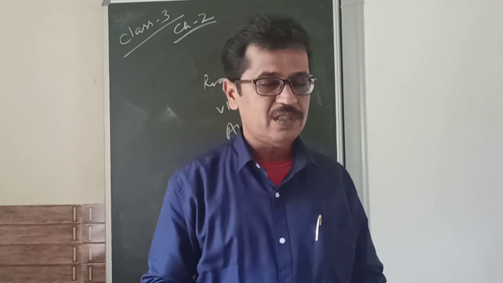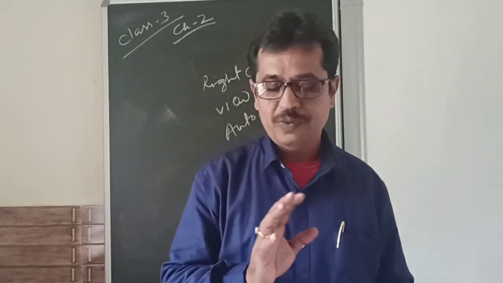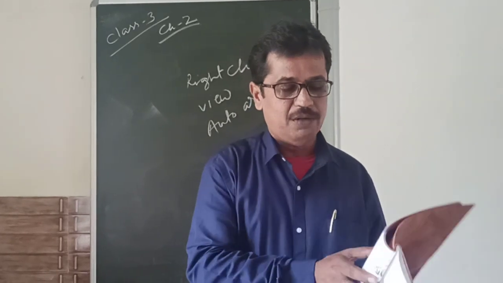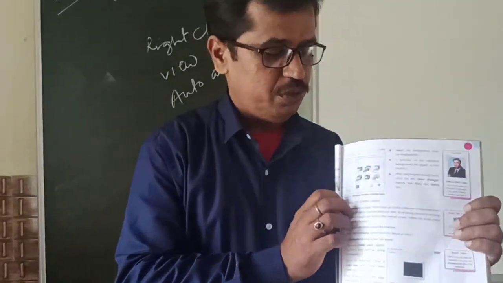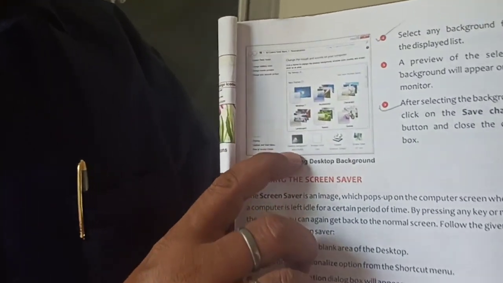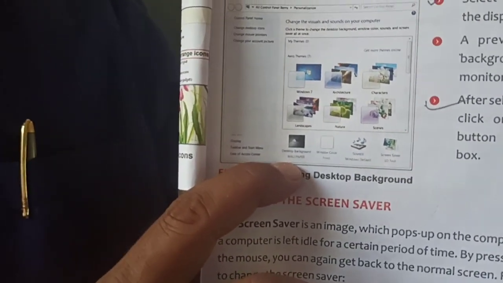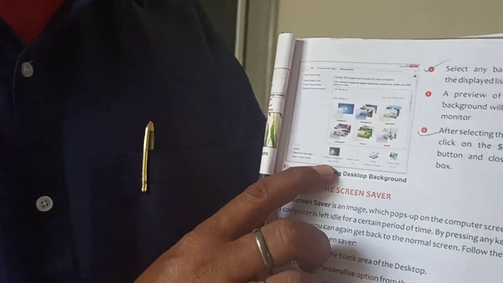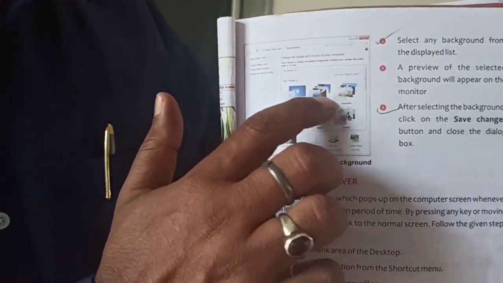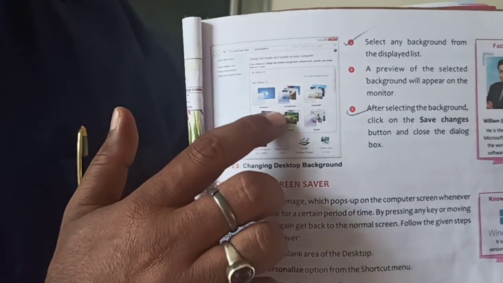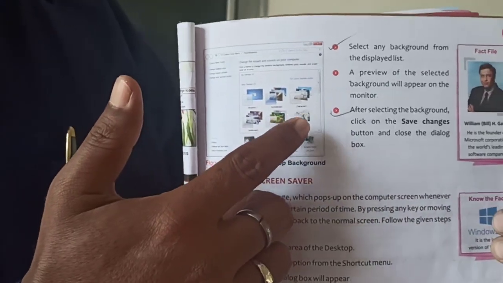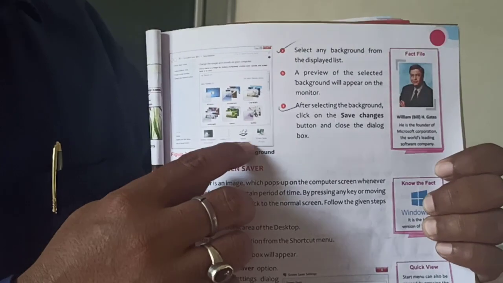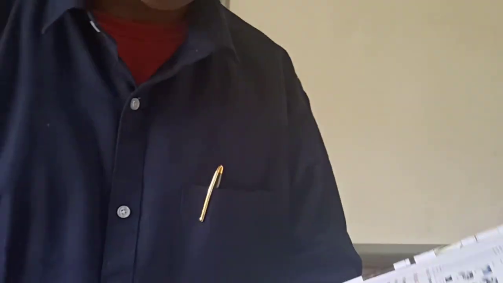When you click the personalize option, another box will come. From there you have to click desktop background. The desktop background option is given at the bottom of the window. You have to click this desktop background option. When you click desktop background, many pictures like this you will get. You choose according to your selection. After selecting the background, you have to click save changes. So these are the steps.